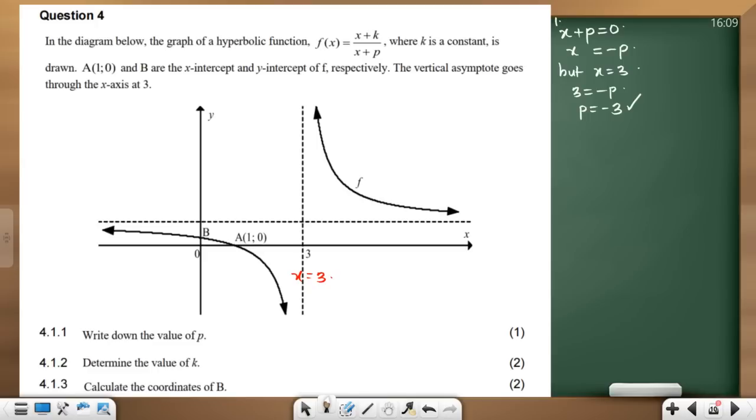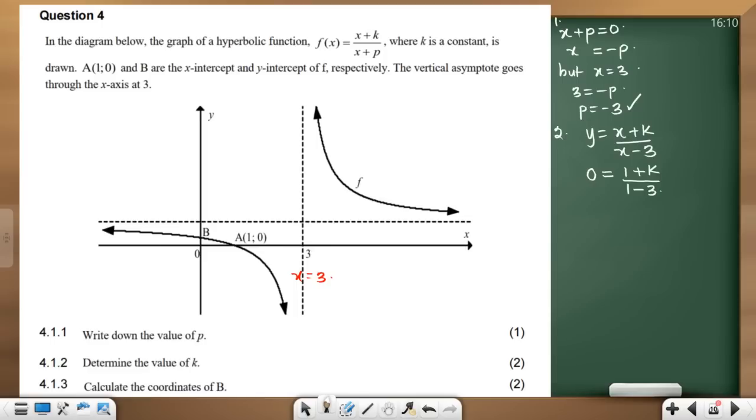Determine the value of k. All I need to do, number 2, y equals to x plus k over x minus 3. Is there a point where we know on the graph? Yes. 1 and 0. My x is 1 and my y value is 0. 0 equals to, what is my x value? 1 plus k. Functions is all about substitution.